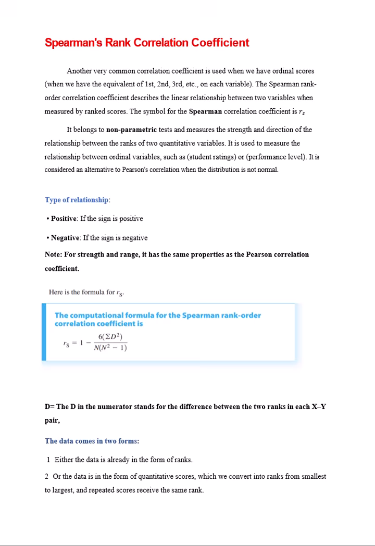Here is the formula for rs. D in the numerator stands for the difference between the two ranks in each X or Y pair. The data comes in two forms. Either the data is already in the form of ranks, or the data is in the form of quantitative scores, which we convert into ranks from smallest to largest, and repeated scores receive the same rank.